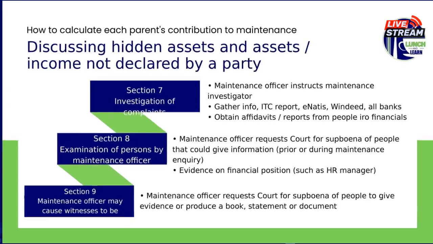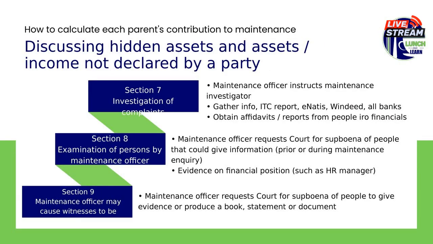So next we could discuss what we do in an event where the father hides assets or is not declaring his assets or his bank accounts. What you could do there, Section 7 says that the maintenance officer could instruct the maintenance investigator, like I just said, to gather info like a credit report. They could get the details of the vehicle using the e-Natis system. They've got access to Windeed, which means that they could get the details of immovable property or fixed property that he owns.